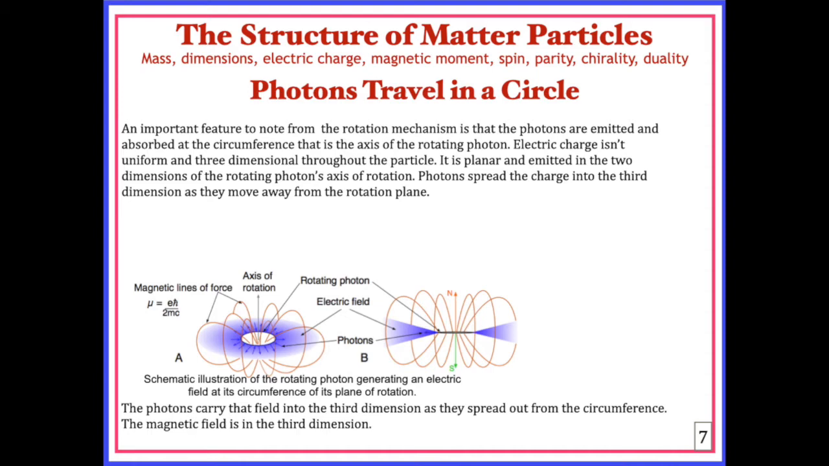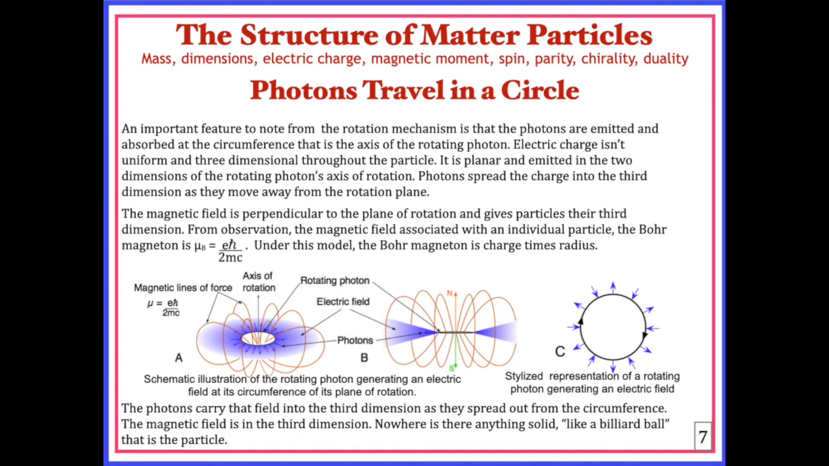An important feature to note from the rotation mechanism is that photons are emitted and absorbed at the circumference of the axis of the rotating photon and in its plane of rotation. Also, electric charge isn't uniform and three-dimensional throughout the particle. It is planar and emitted in 2 dimensions from the rotating photon's axis of rotation. From there, charge spreads into the 3rd dimension. Its source is the photons emitted at the radius of curvature of the rotating photon that is the particle. Their initial direction is outward from that radius.